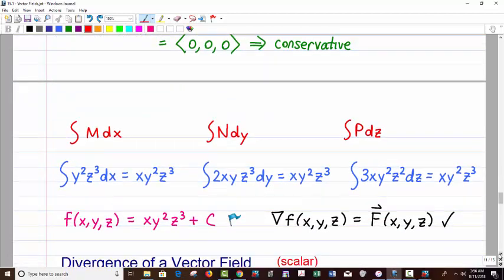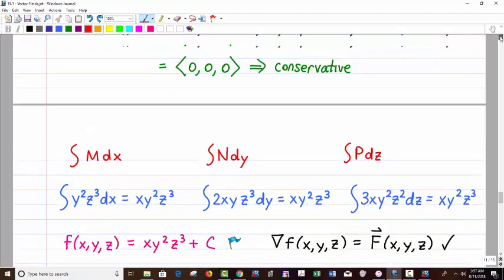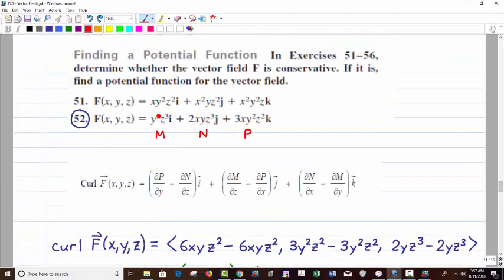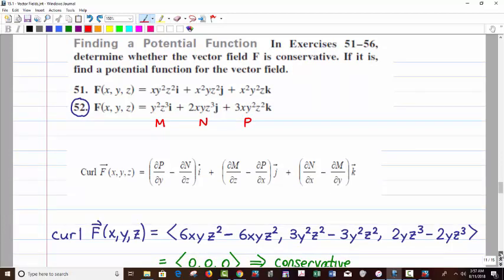So this just expands one more variable to what we were doing before. We still integrate the M one with respect to x, the N one with respect to y, and now we integrate the P term with respect to z. So those are all coming from right back here: 1, 2, 3. We integrate those with respect to the different variables. So let's see what we have.